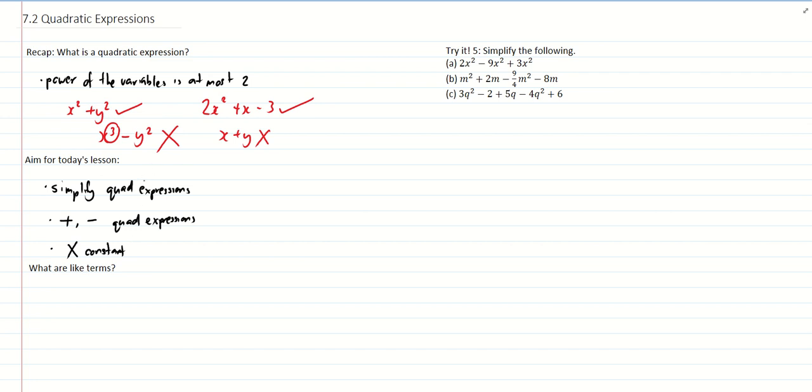Before we talk about simplifying quadratic expressions, we need to talk about what exactly like terms are. All right, from Sec 1, we learned that we can simplify any algebraic expression if we can collect together all the like terms. Just a quick recap: like terms are terms that have the same exact variable with the same exact power.